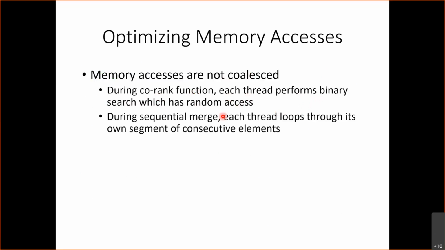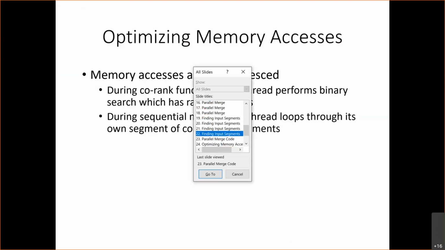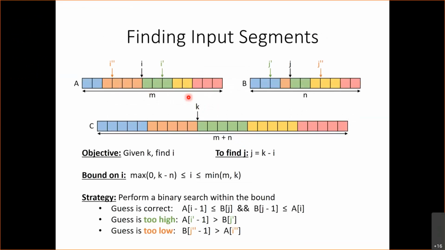So during a sequential merge, each thread loops through its own segment of consecutive elements. Okay, so when I actually finish the co-rank function, let me go back here. When I finish the co-rank function and I'm doing a sequential merge, one thread is looping through these, another thread is looping through these, another thread is looping through these.